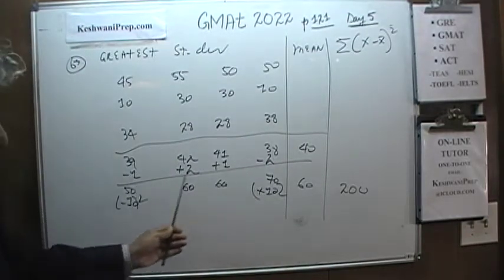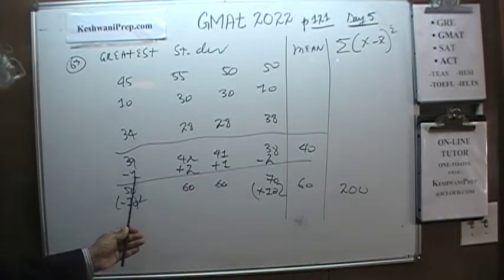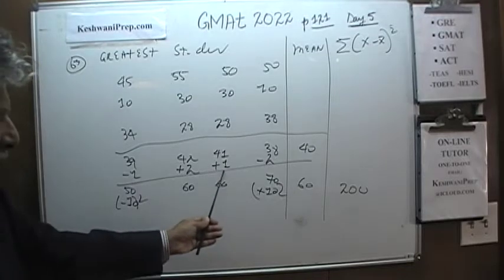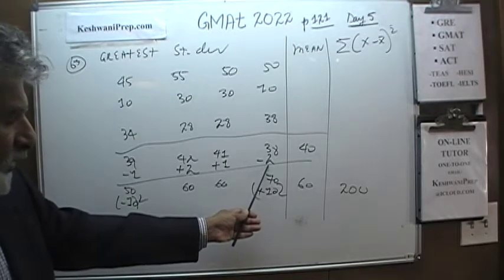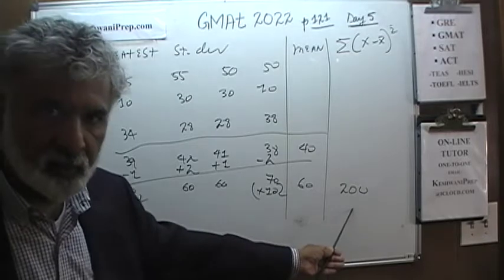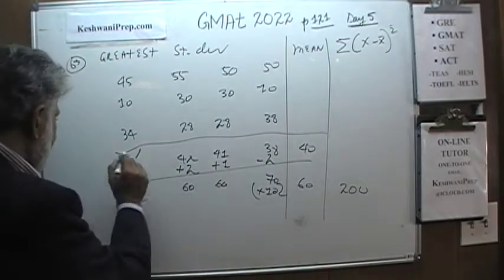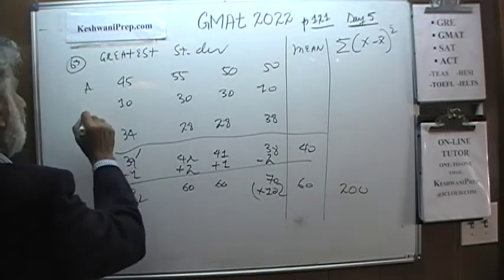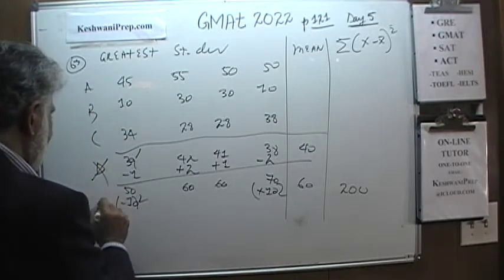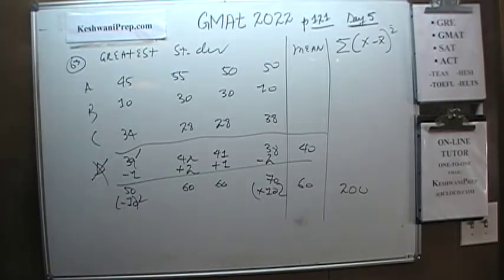When you square them, we don't have to actually spend the time to do it. We should be able to see that 1 squared plus 2 squared plus 1 squared plus 2 squared is not going to be anywhere close to 200. This one is not the answer. A, B, C, D is not the answer. So far the winner is E.